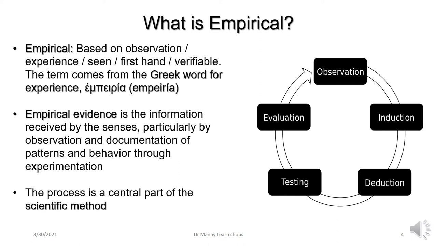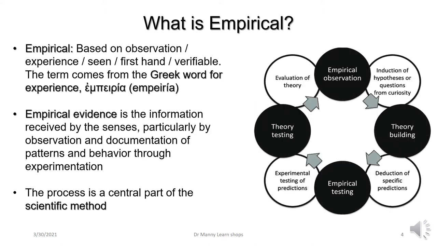If you look at the cyclic model in front of you, you've got observation, induction. You're thinking about what could be. Then you've got deduction. You deduce what has been seen. You test it. You evaluate and you come up with a conclusion. Or you may observe again.